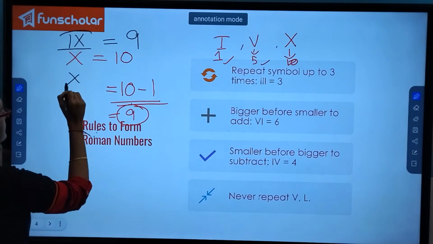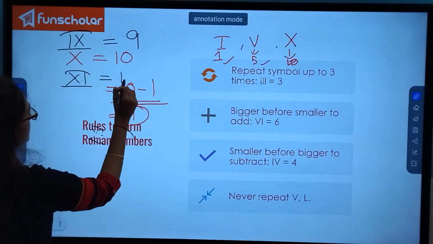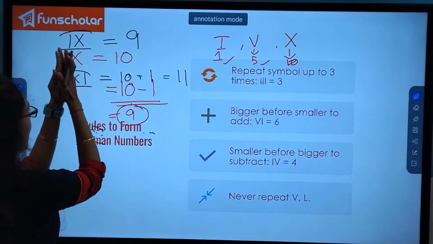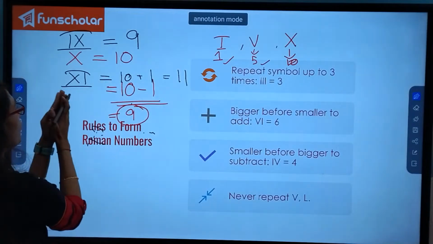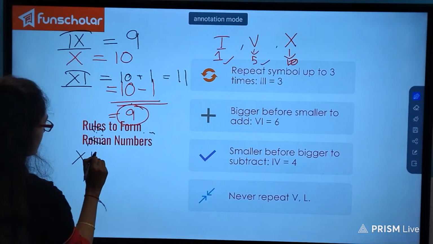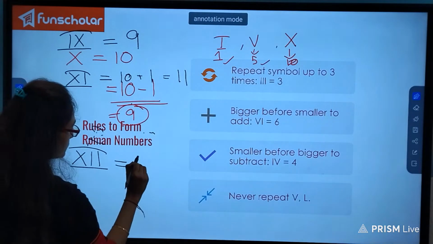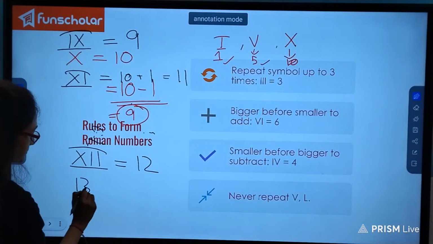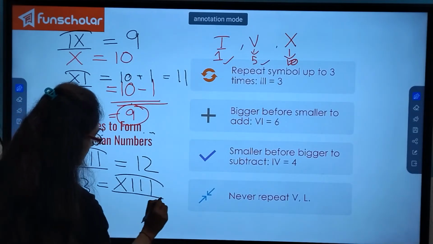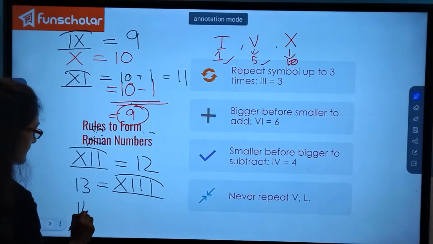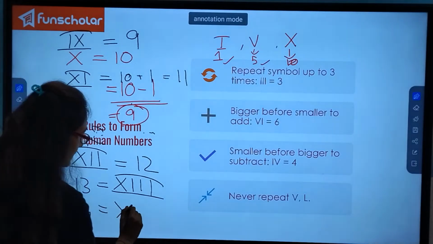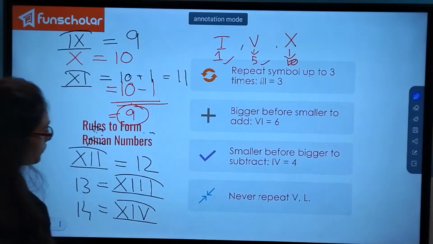Again, how will you write 11? 10 plus 1 equals to 11. So 10, then you will add I just on the right side of 10 or right side of X. Understood? Then how will you write 12? 10 plus 2 equal to 12. 13, 13 will be written as X and triple I. Now what will be 14? X represents 10 and plus 4 represents 14.